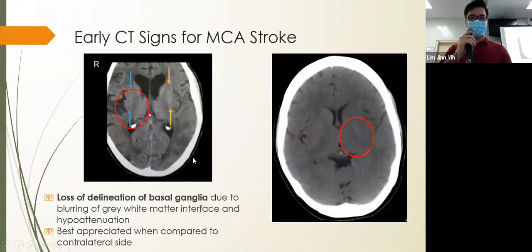Okay. This is a bit more subtle. There's basal ganglia asymmetry. When comparing both sides, you can see on one side it's harder to differentiate, to delineate the basal ganglia. Also due to blurring of gray-white matter interface and hypoattenuation.